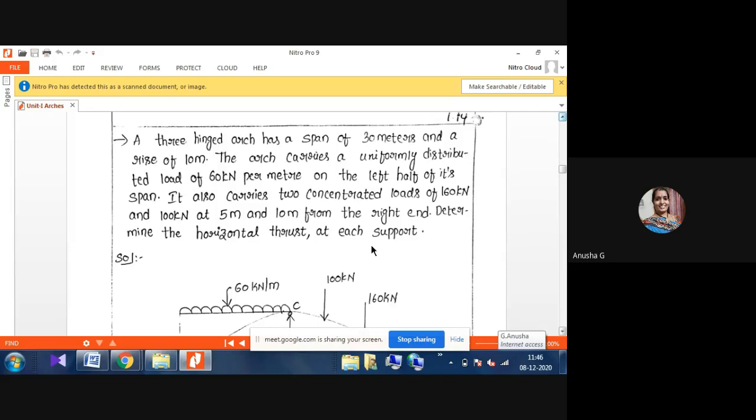Next, the arch also carries two concentrated loads, one of 160 kilonewton and another of 100 kilonewton. The 160 kilonewton load is acting 5 meters from the right end. That means from point B, at a distance of 5 meters, the 160 kilonewton load is acting. Again, from point B, at 10 meters distance, the 100 kilonewton load is acting.